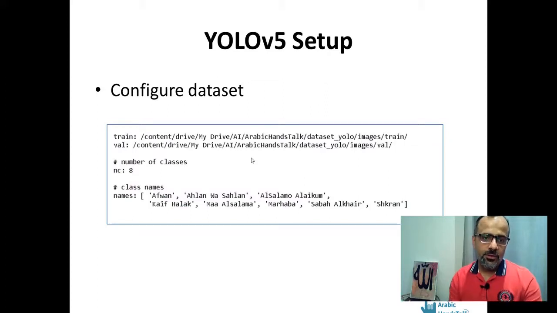And this is very important. You configure the data set. YOLO has a special format called YAML, where you specify where your data is. So here I specified my train, my validation, and the number of classes and class names.